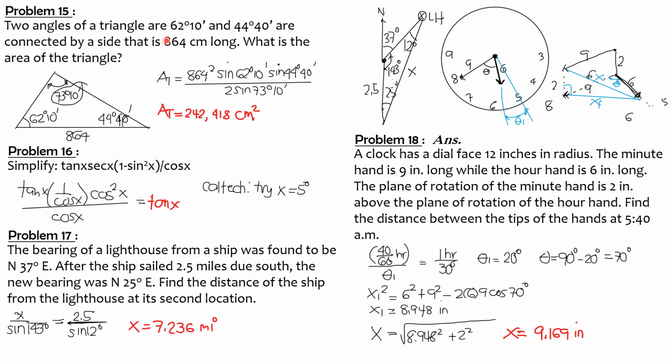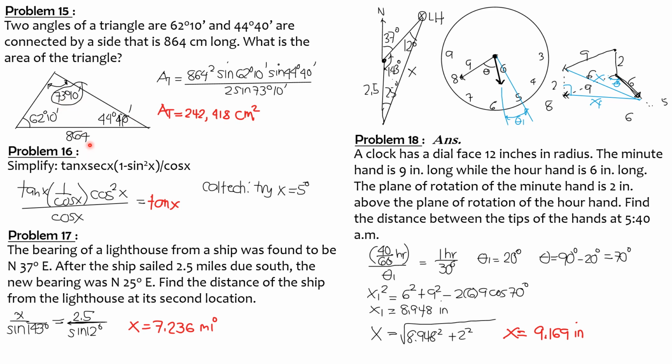Two angles of a triangle are 62 degrees 10 minutes and 44 degrees 40 minutes, connected by a side that is 864 meters long. What is the area of the triangle? We can compute the area. We can solve the third angle: 180 minus 62 degrees 10 minutes minus 44 degrees 40 minutes, so 73 degrees 10 minutes.